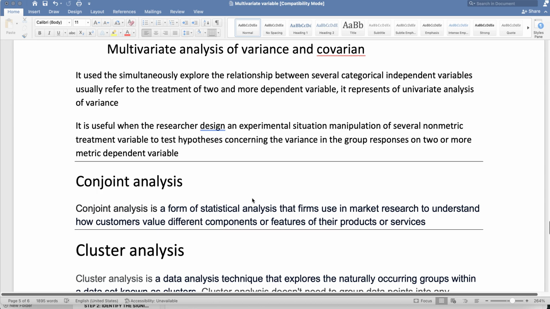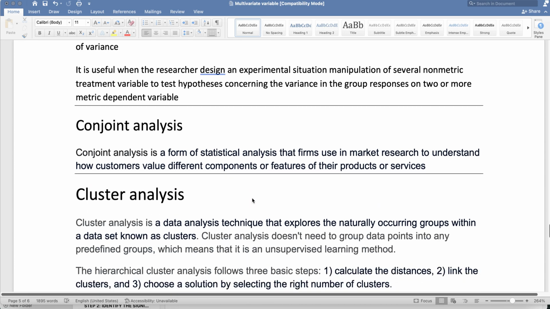Conjoint analysis is a form of statistical analysis that firms use in market research to understand how customers value different components or features of their products or services.